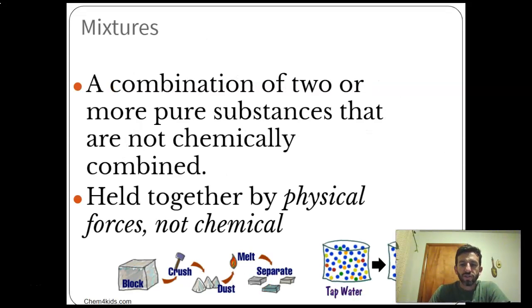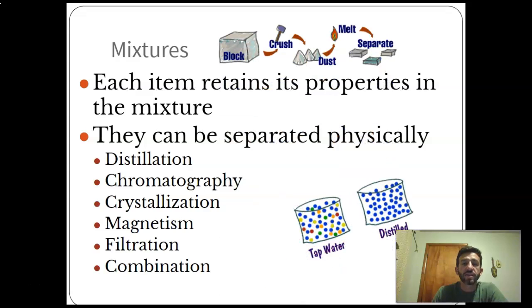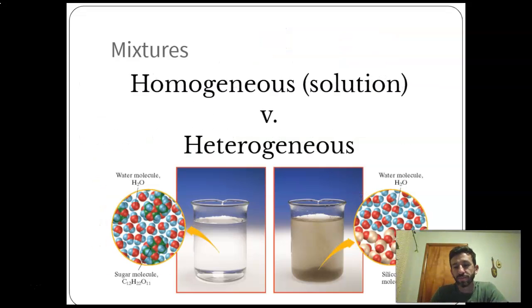All right, mixtures. A mixture is a combination of two or more pure substances that are not chemically bonded. They're joined by physical forces, not chemical forces. And there are many ways to separate a mixture. Some of them are called distillation, chromatography, which hopefully we'll get to do a chromatography lab, crystallization, magnetism, filtration, and combinations. So hopefully when I get back to class, I'll be able to demo some of these for you guys.